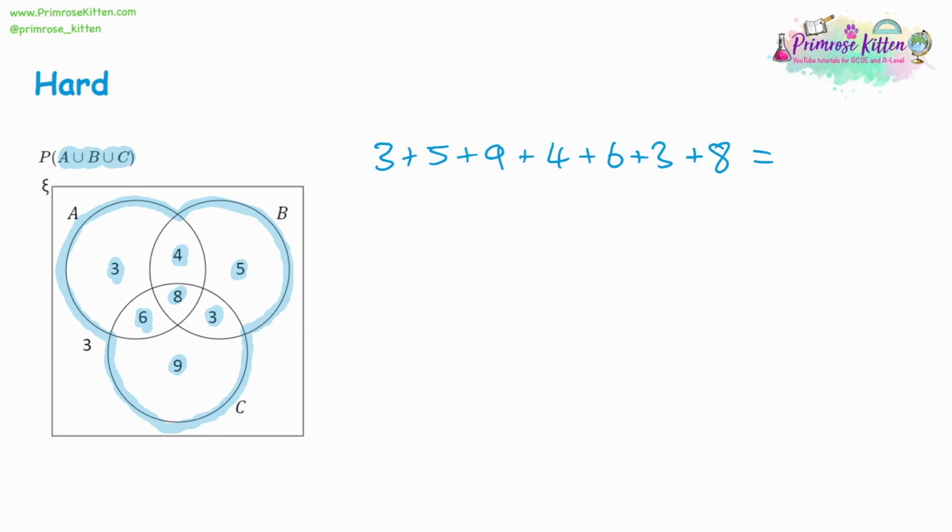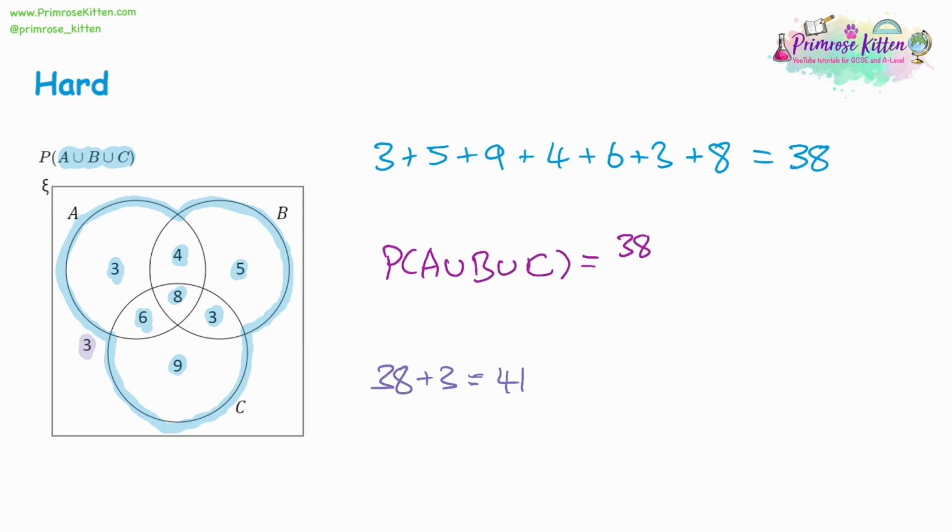So we need to add all of these up. Altogether, that gives us 38. Now we need to know how many numbers there are altogether, and we can see there's only actually one number on the outside of this set, it's 3. So we're going to take the 38 we added up already, add on the 3, and that gives us 41. So the probability of at random choosing something in the union of set A, B, and C is going to be 38 out of 41. So we can see it's a pretty big chance. There's only 3 things that are not inside that giant set.